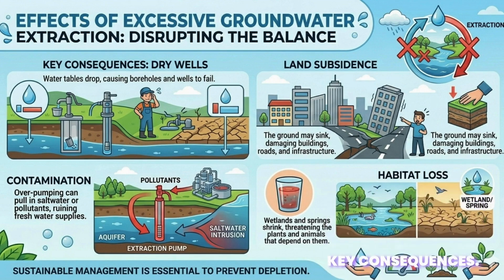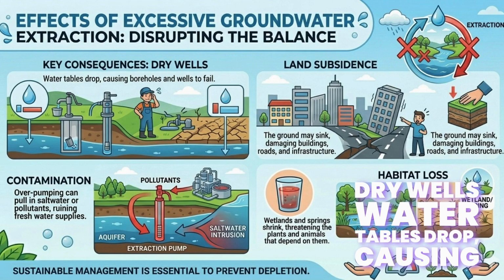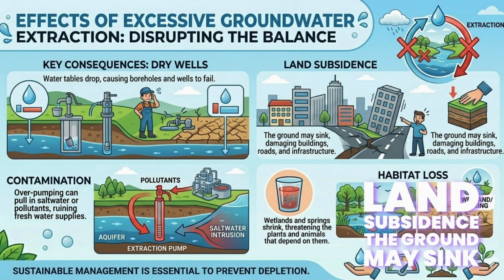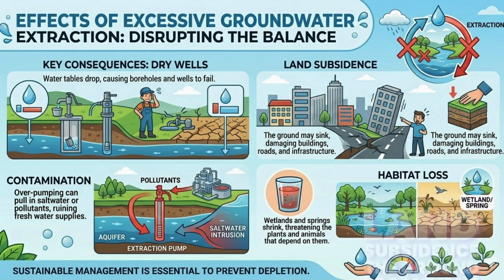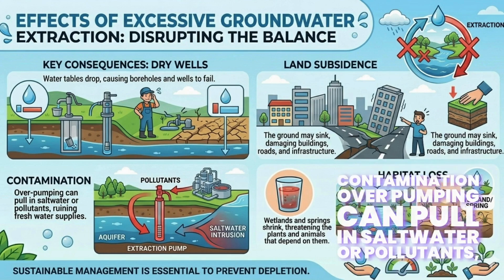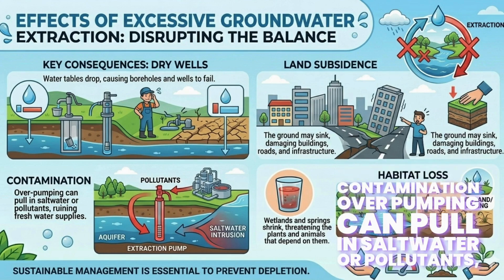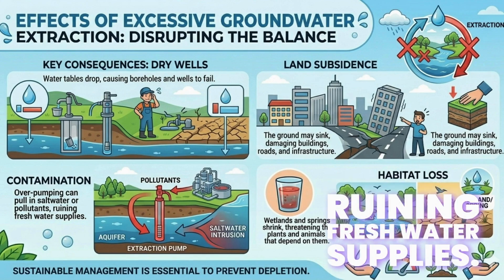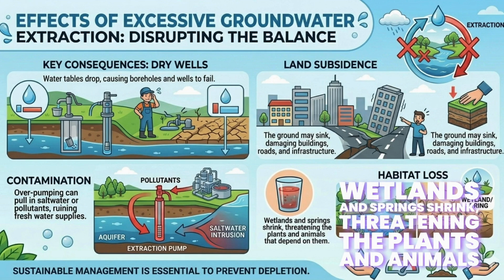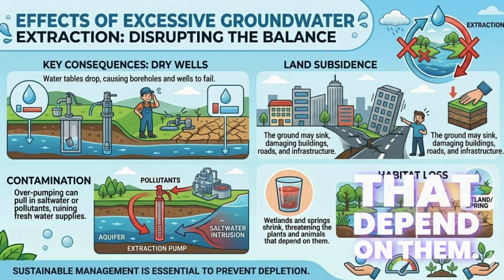Key consequences: dry wells. Water tables drop, causing boreholes and wells to fail. Land subsidence. The ground may sink, damaging buildings, roads, and infrastructure. Contamination. Overpumping can pull in saltwater or pollutants, ruining freshwater supplies. Habitat loss. Wetlands and springs shrink, threatening the plants and animals that depend on them.